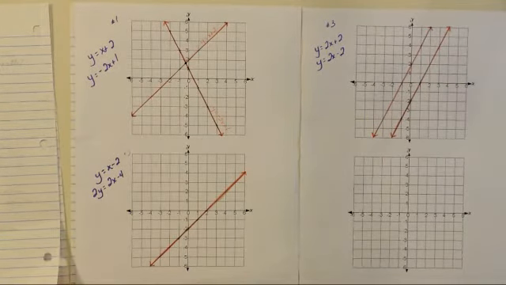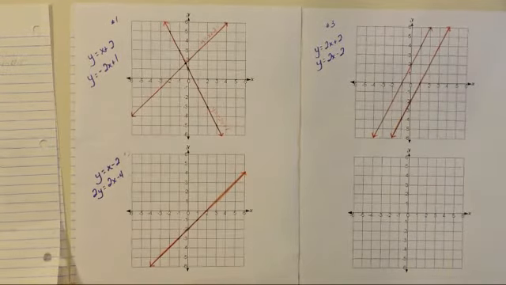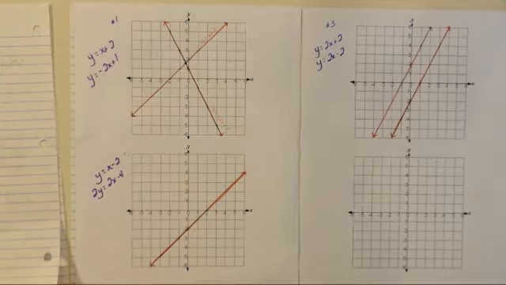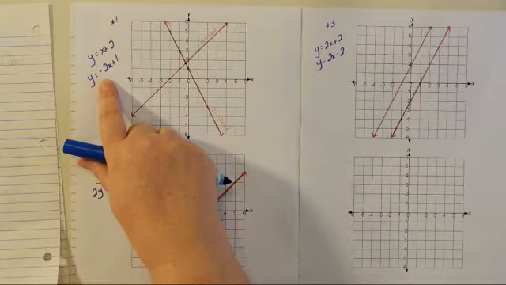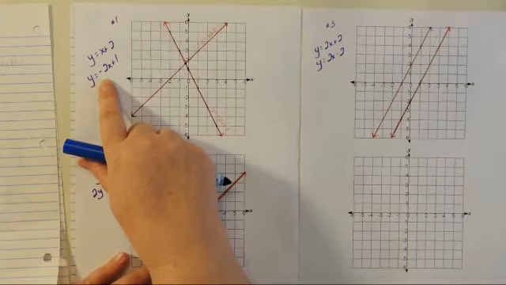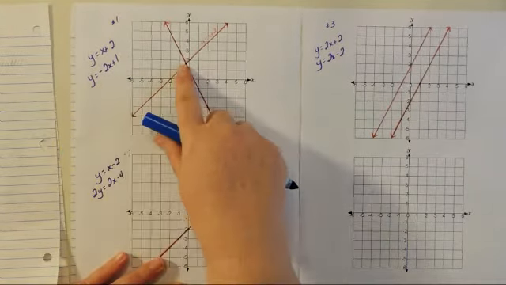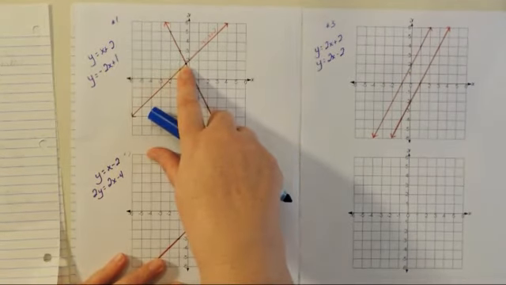If a system has one solution, we can find it either by graphing or by using the substitution or elimination method. And we've done that before. If we did substitution or elimination, we would find y equals a number and x equals a number. And that would describe this point.